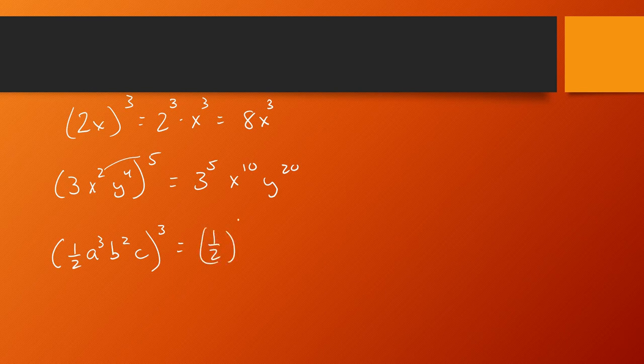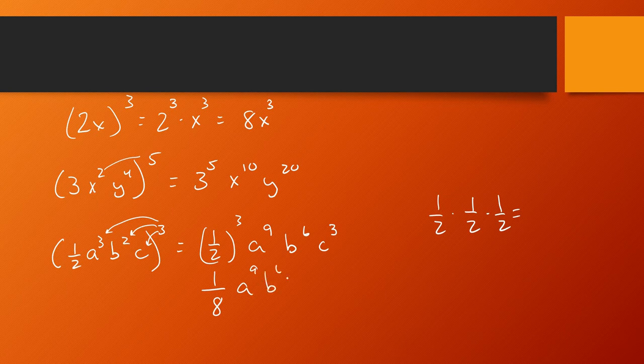Okay, 1/2 to the 3rd power times a to the 9th, b to the 6th, c to the 3rd. 3 times 3 is 9, 3 times 2 is 6, 3 times 1 is 3. How do I do 1/2 cubed? Well, 1/2 cubed is 1/2 times 1/2 times 1/2, which is 1/8. So there's my final answer.